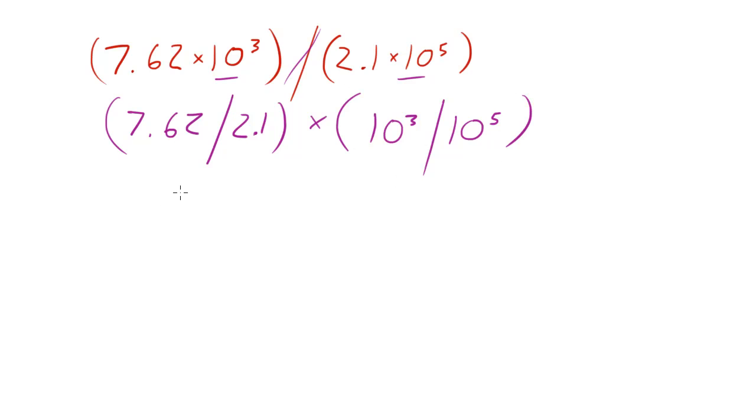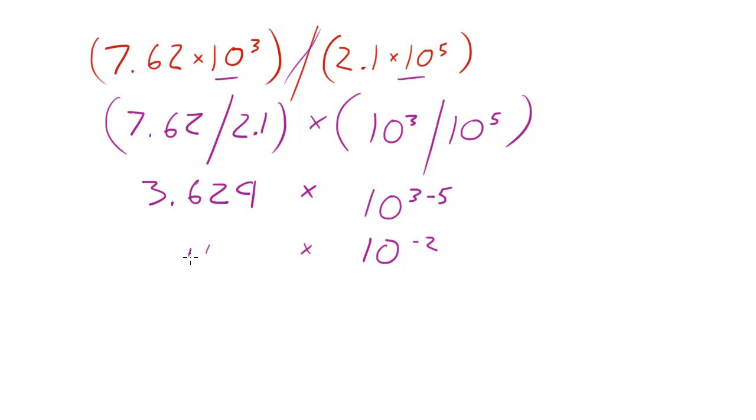So let's go ahead and figure out each side of this equation. 7.62 divided by 2.1 is 3.629. Now what we need to do in order to figure out 10 to the third divided by 10 to the fifth, the kind of shortcut for this is 10 to the 3 minus 5. Now 3 minus 5, this goes ahead and stays the same. 3 minus 5 is of course negative 2.